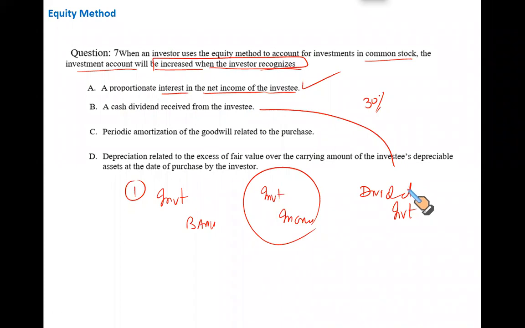If you receive dividend, that will reduce your investment account, right? Receipt of dividend will reduce your investment account. So yes, A is the right option. Periodic amortization of goodwill. Goodwill arises when you acquire more than 50% shares of investee. In that case, we require consolidation. We'll discuss that briefly later on.